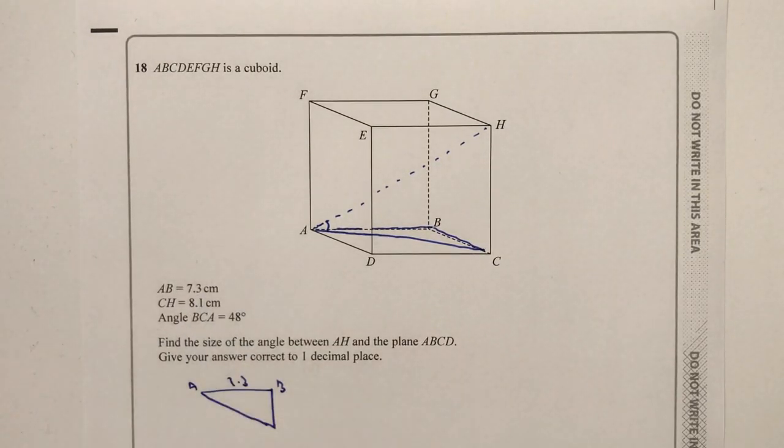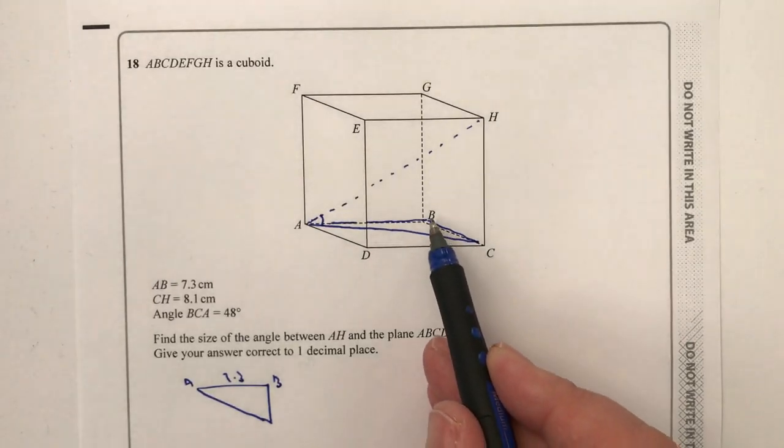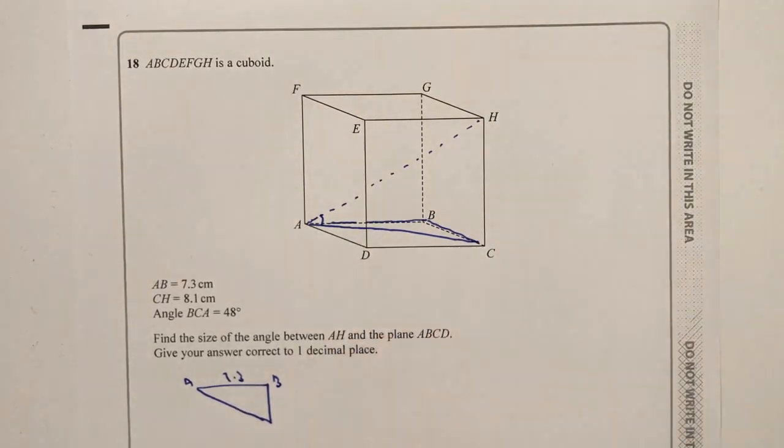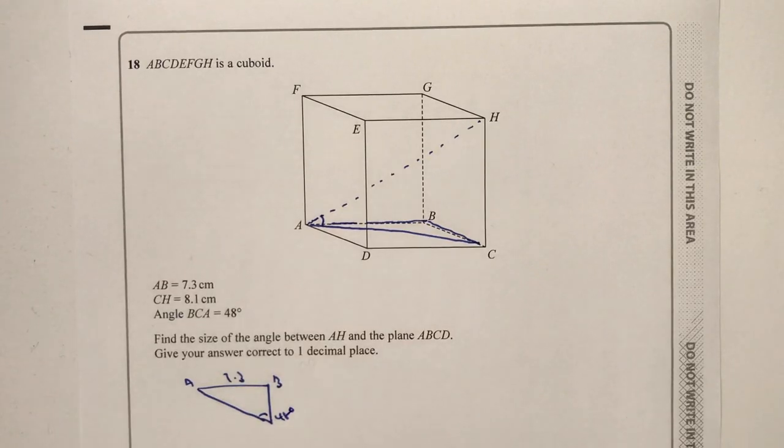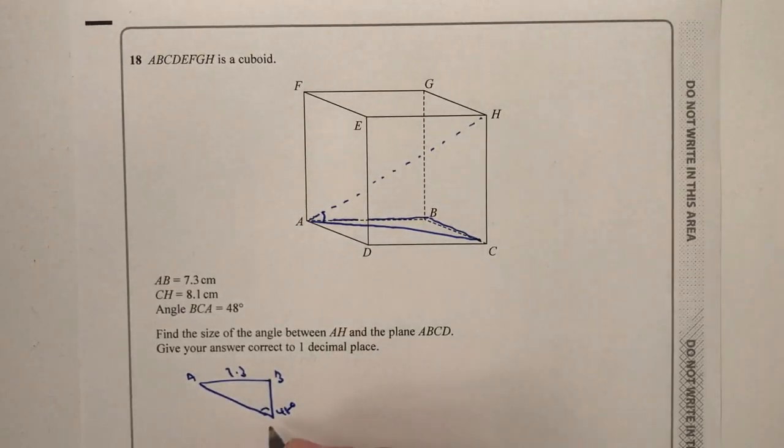We also know that the angle BCA, so this is BCA, is actually 48 degrees. So this one here is 48 degrees. And this is C.